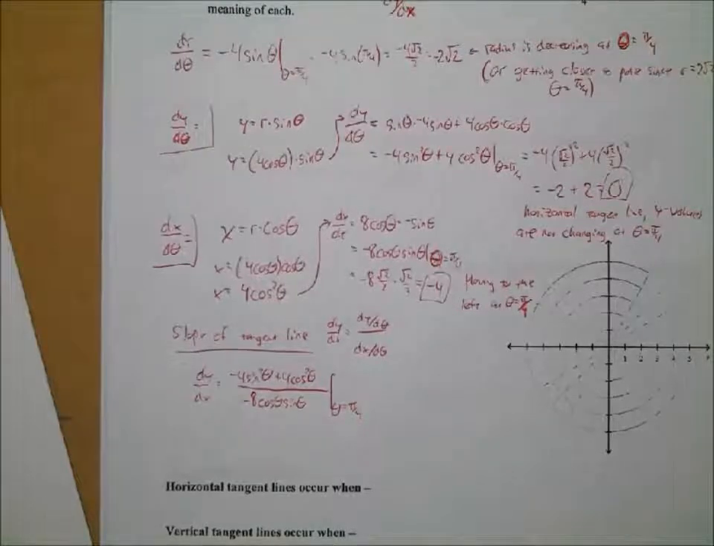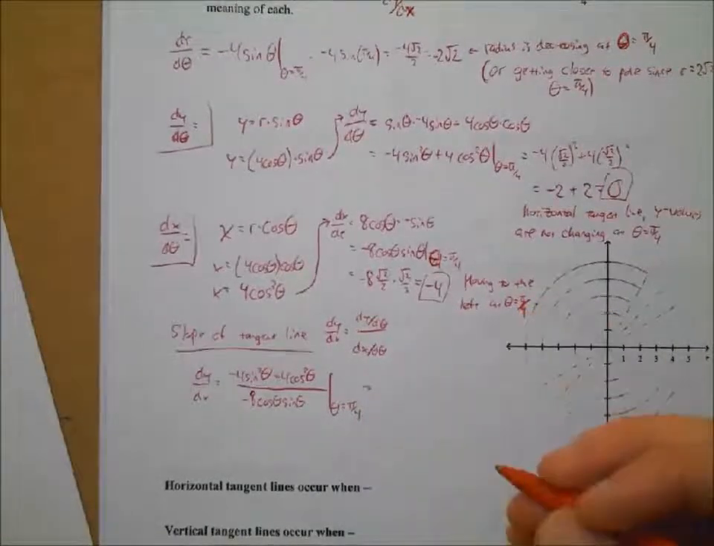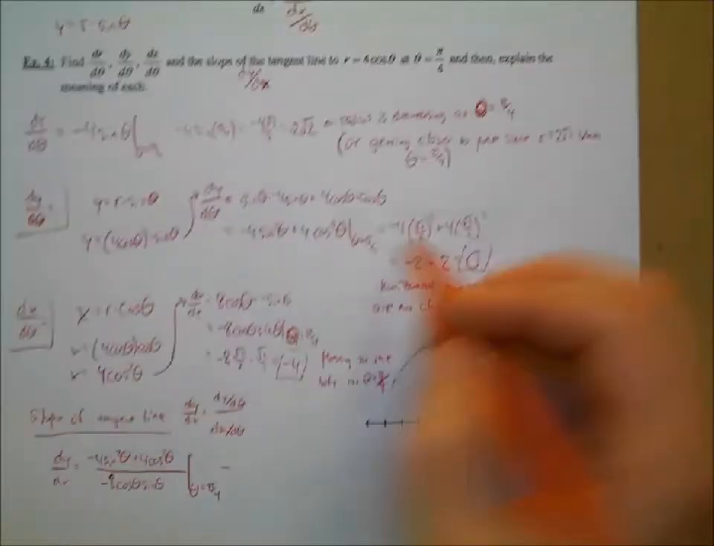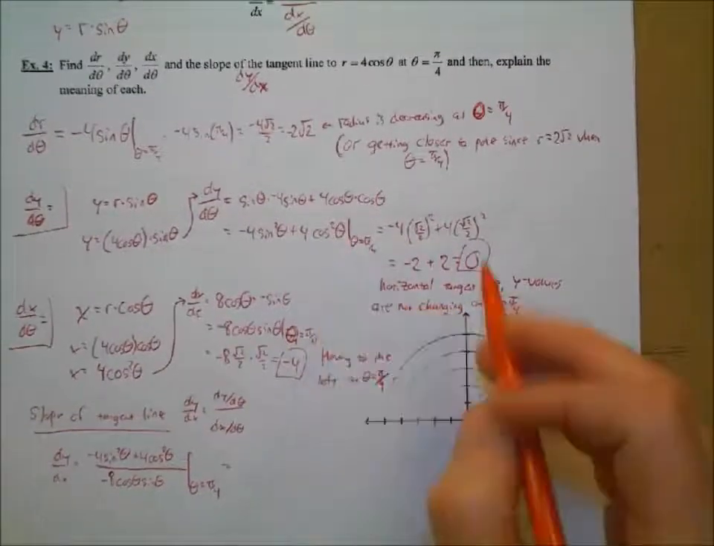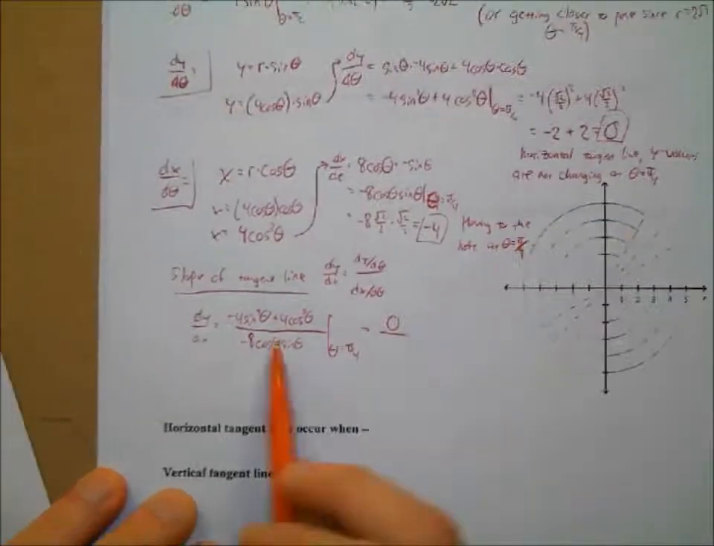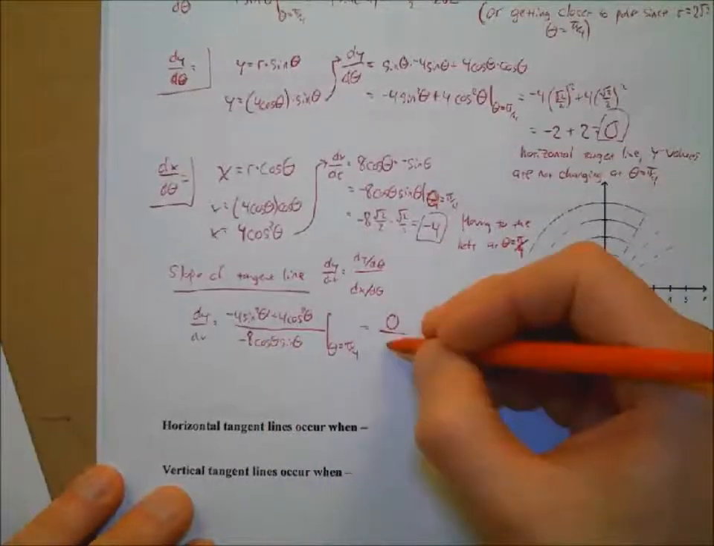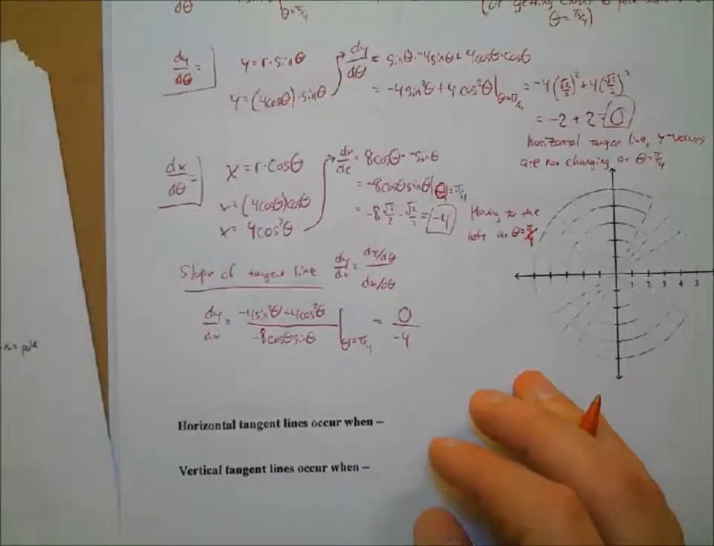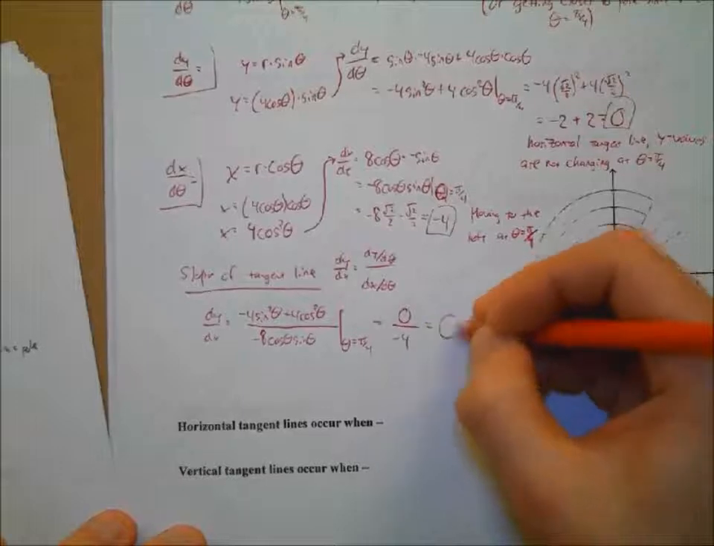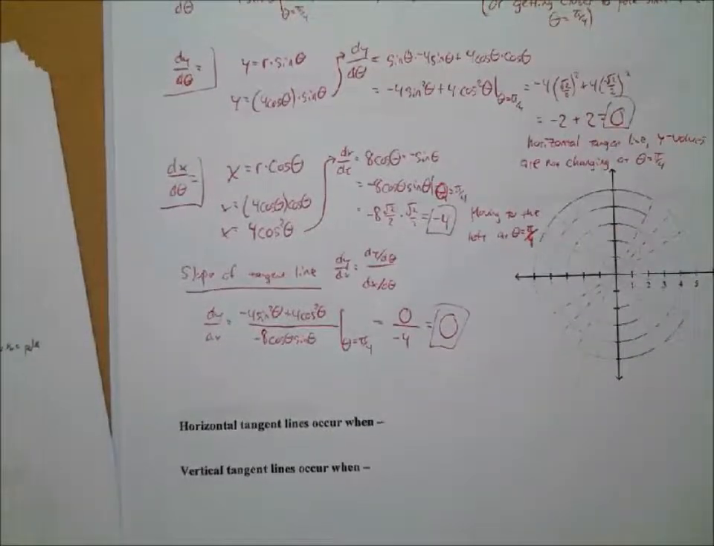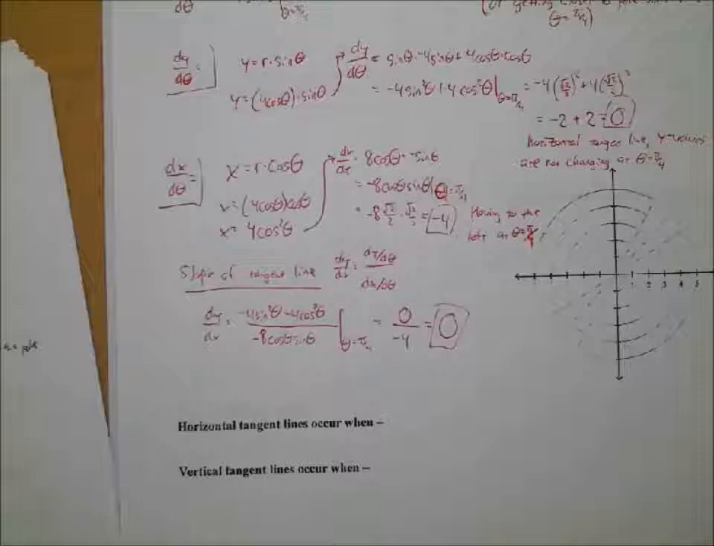But we already know what these values are, don't we? We evaluated the numerator already at pi over 4, we got 0. We evaluated the denominator already at pi over 4, we got -4. So 0 over -4 is 0. So again, that's expressing that kind of horizontal tangent line and stuff like that.